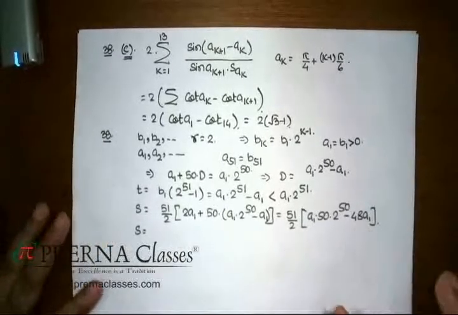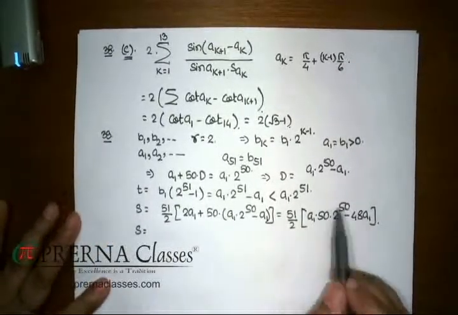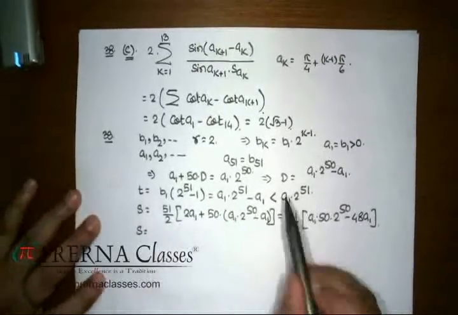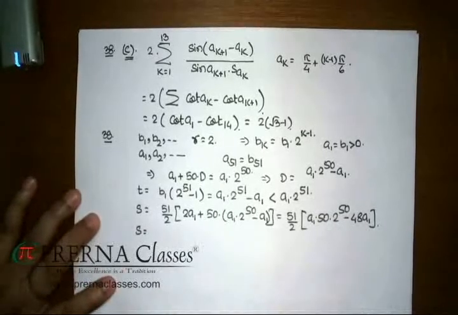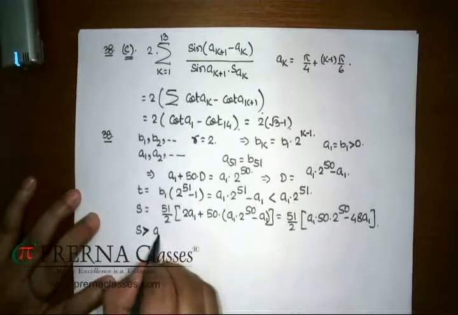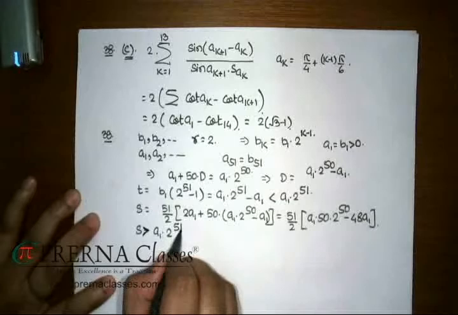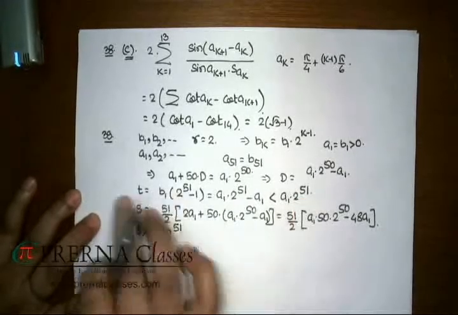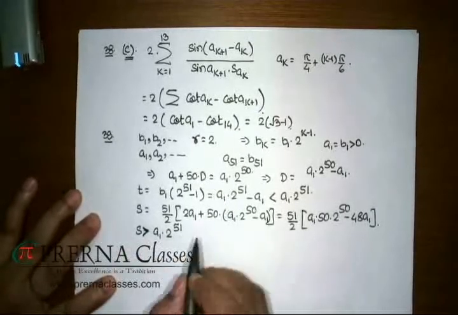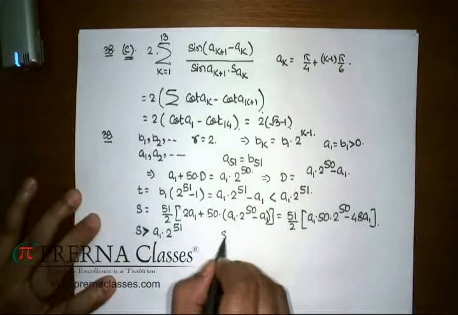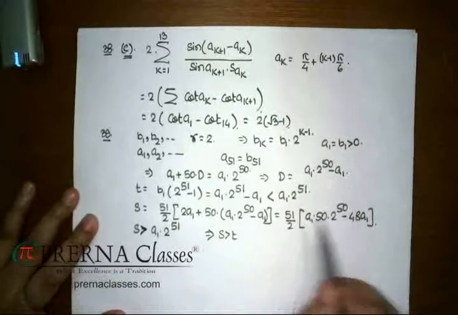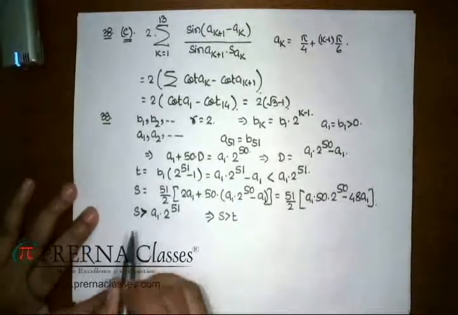Now if you look at the value of S here, clearly I can say that this quantity is going to dominate over this expression, which is A1 into 2 to the power 51. The quantity with respect to which T was smaller than that, this S is greater than this. Clearly then I can claim that S is greater than T. Utilizing this particular ratio you can simplify this matter.